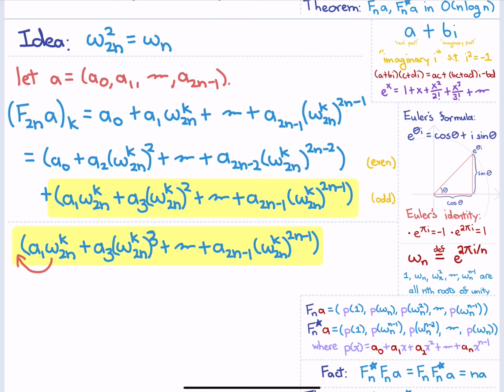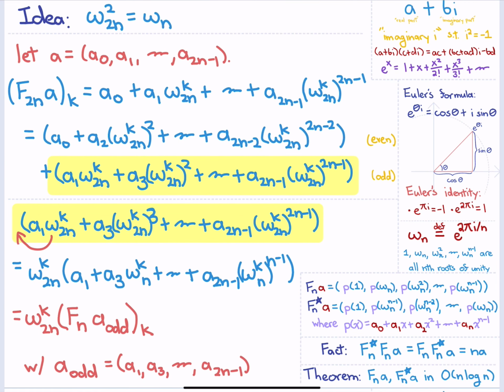If I pull one out, and then do this doubling trick, where the 2nth root of unity squared gives me an nth root of unity, now I get something very similar for odd, except it's multiplied by one extra factor. Again, this looks like a recursive subcall, where I take the Fourier transform with n coefficients on the odd indices, and I take the output and also multiply it by one factor of omega sub 2n.